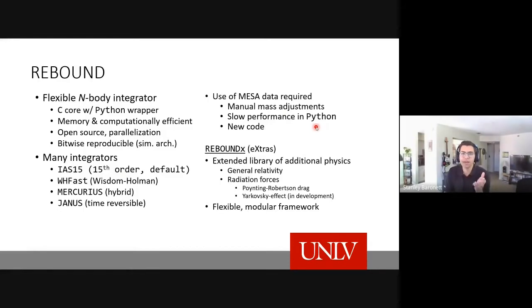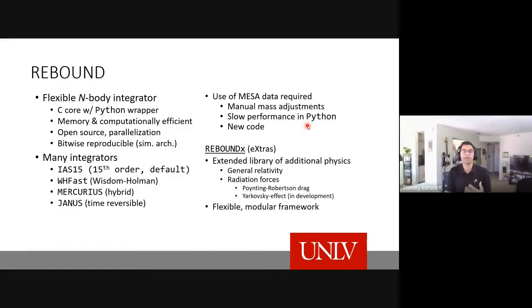Now, we have this MESA data that we just showed in a plot earlier, and if we want to use this in Rebound, there's a couple ways we can go about doing this. Early versions, we were just manually adjusting the mass in the Python code. Although it's convenient, it's very slow. The performance is not very good.